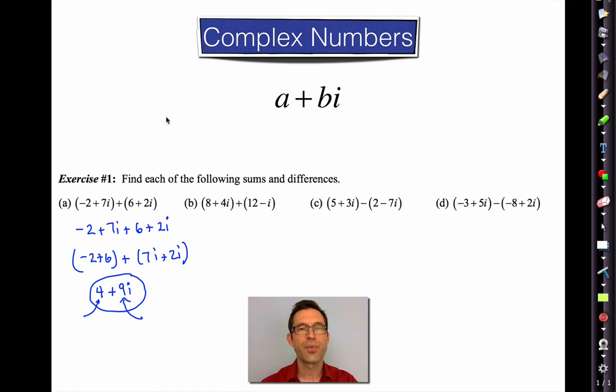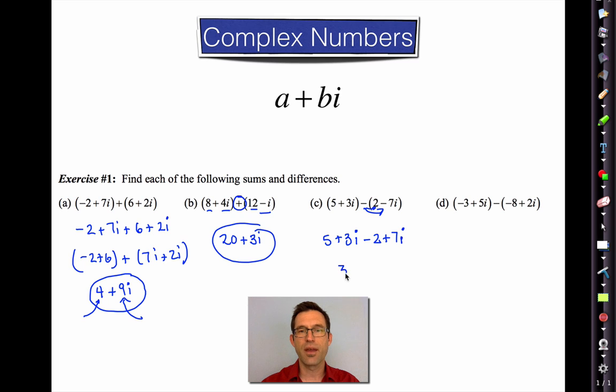Okay, let's go through them. Real simple. This is addition, so I need to add the real portions, which will be 20, and add the imaginary portions, which would be 3i. Now, subtraction is always dicier, and it doesn't matter whether we're working with complex numbers or anything else. When we distribute that subtraction, that 2 will become negative, and that negative 7i will become positive. So it's not all that difficult. 5 minus 2 is 3, and 3i plus 7i is 10i.